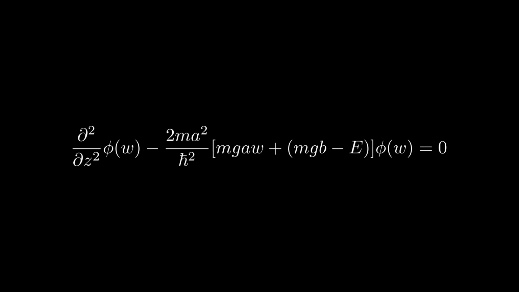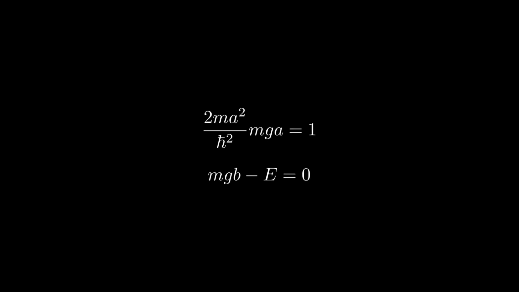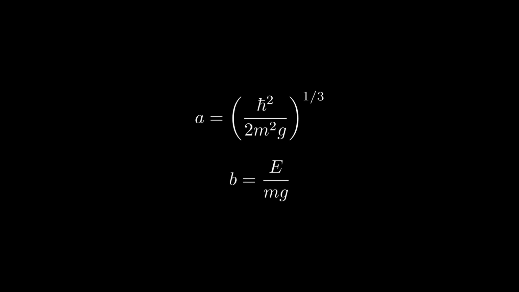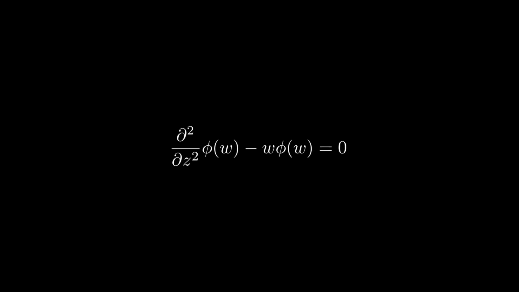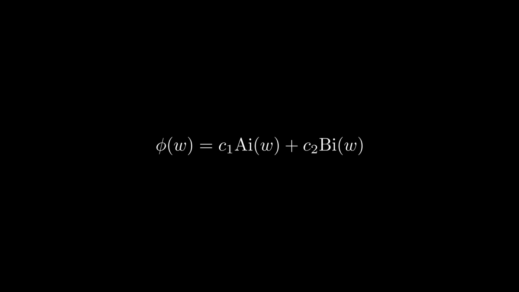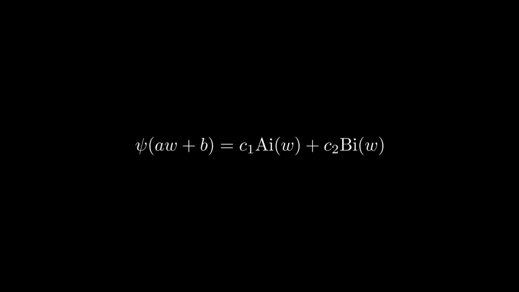I will also use phi of w to denote the function psi of aw plus b. In order for this differential equation to become an Airy equation, we require the coefficient of w phi to be 1, and the constant multiplied by phi to be 0. This gives us the following set of equations, which we can then use to solve for a and b as follows. Consequently, since we now have an Airy equation, we can use the formula for the general solution, which is simply written as follows. Rewriting this in terms of psi and z gives us the following.